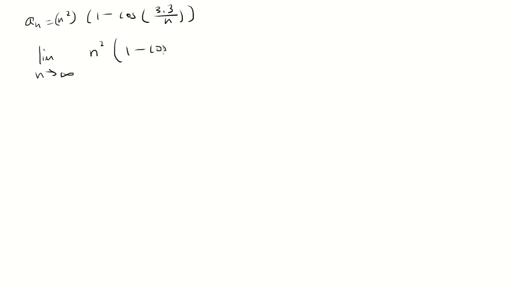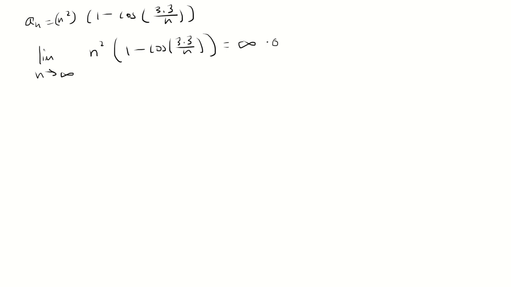Find the limit of the sequence whose terms are given by a sub n equals n squared times 1 minus cosine of 3.3 over n. So we need to find the limit of this. Notice that as n approaches infinity, n squared goes to infinity, and then 3.3 over n goes to 0, cosine of 0 is 1, 1 minus 1 is 0. So we have infinity times 0, which is an indeterminate form.